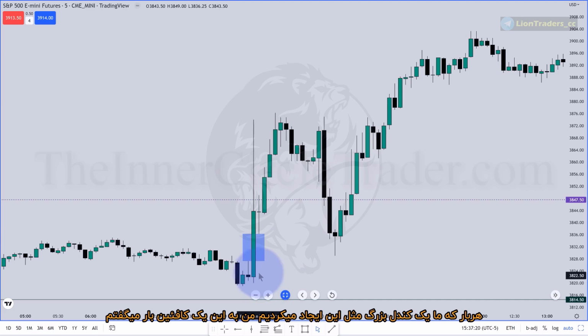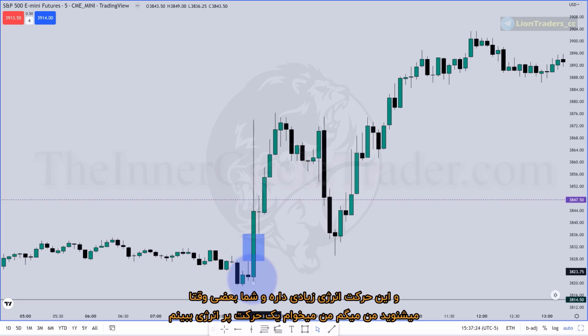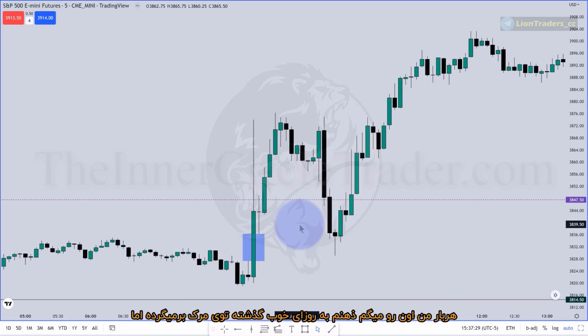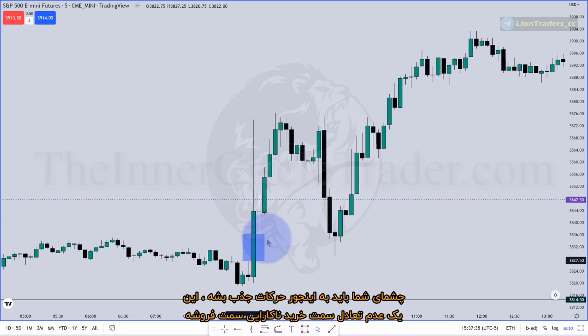Every time we would create a big candle like this, I would call it a caffeine bar. And it's just a lot of energy. And you hear me sometimes say, I want to see an energetic move. Every time I say it, my mind goes back to the good old days on Merck. But your eye should be gravitating to these types of movements.